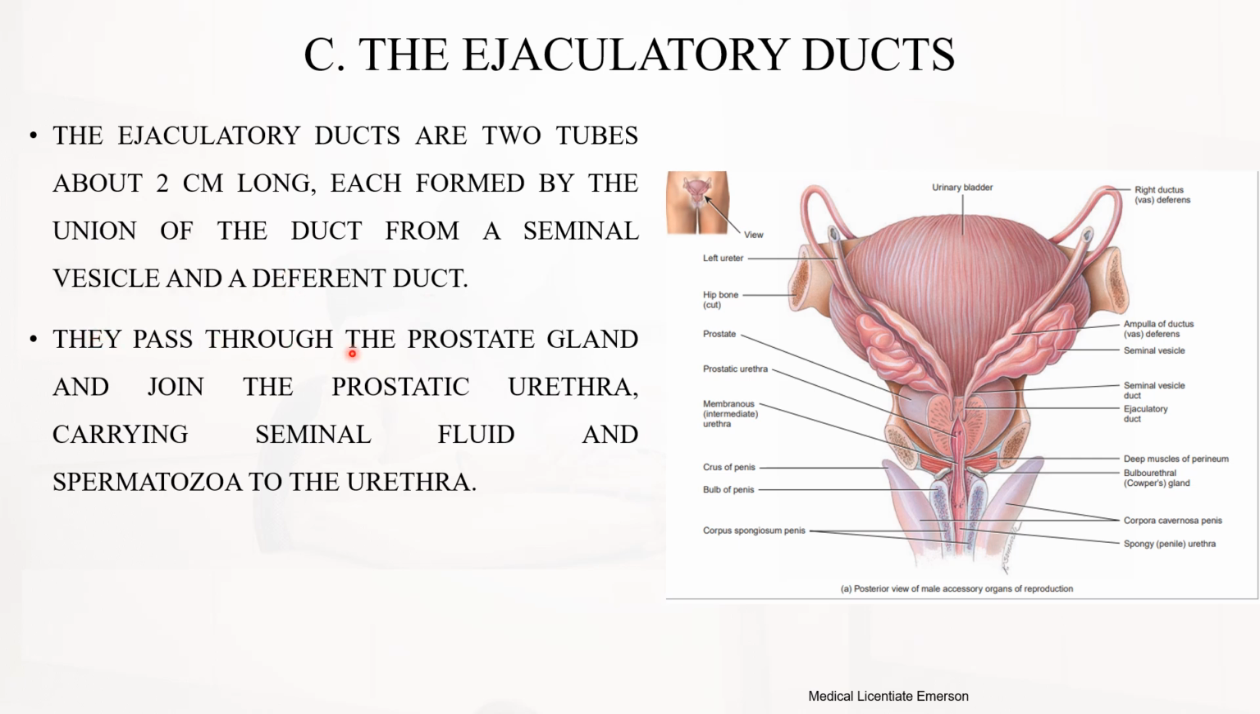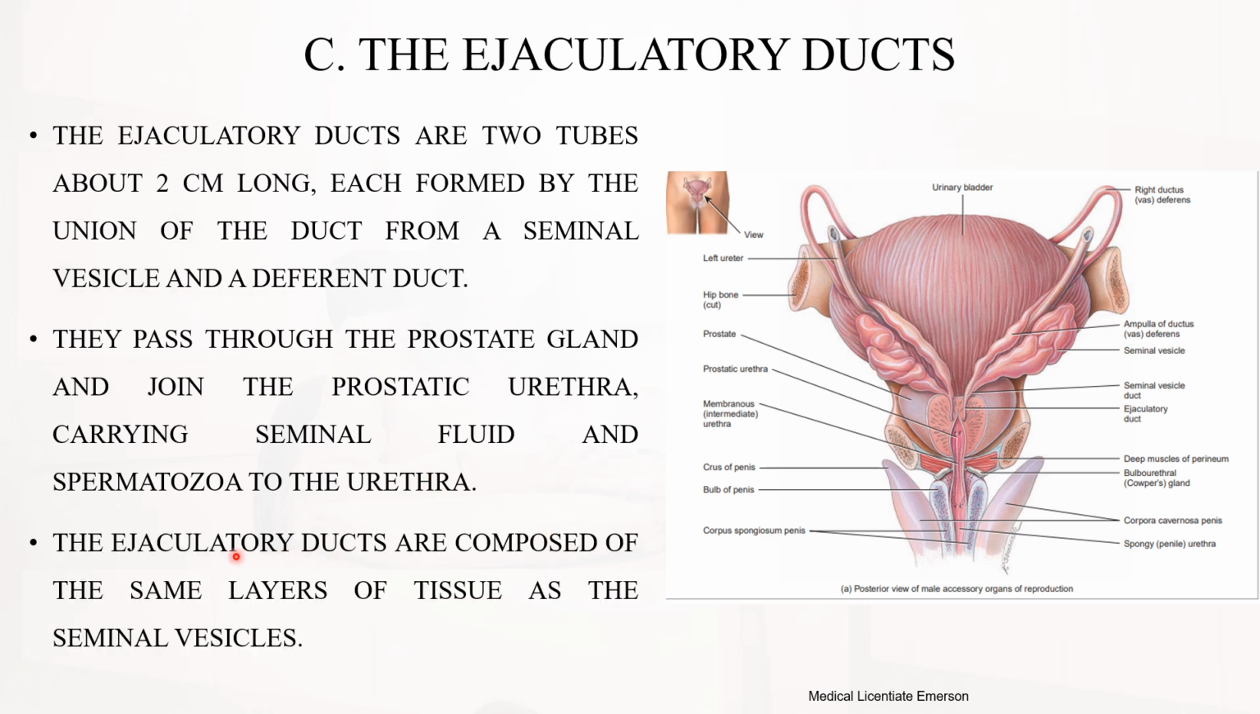Then they pass through the prostate gland and join the prostatic urethra, carrying seminal fluid and spermatozoa to the urethra. I don't know why I said protozoa. Spermatozoa to the urethra. So the ejaculatory ducts are composed of the same layers of tissue as the seminal vesicles.